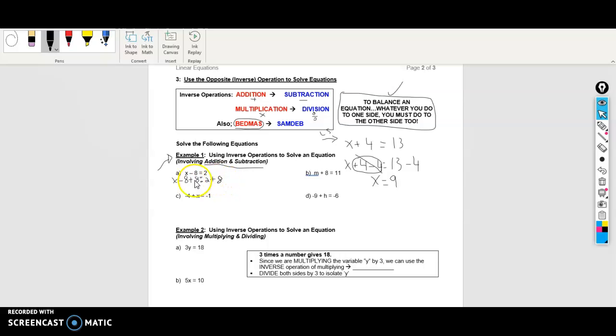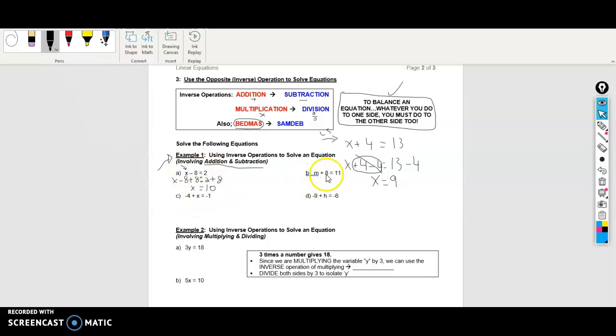to make sure whatever I do to one side, I do to the other as well. Minus 8 plus 8 is 0. So what I end up with is x is equal to 2 plus 8, which is 10. And if you double check your work to make sure you're right, you can see it makes sense. If you replace x by 10, 10 minus 8 actually is 2.